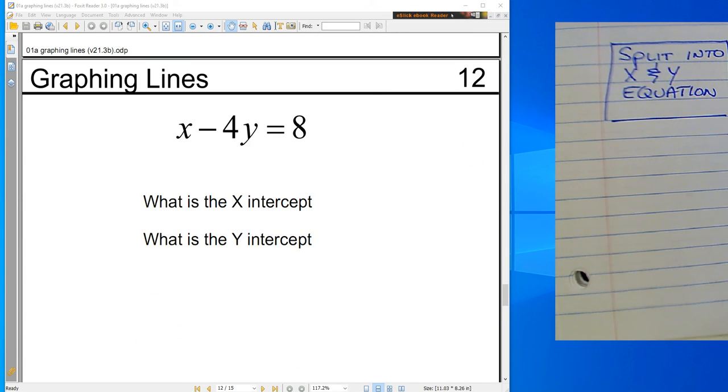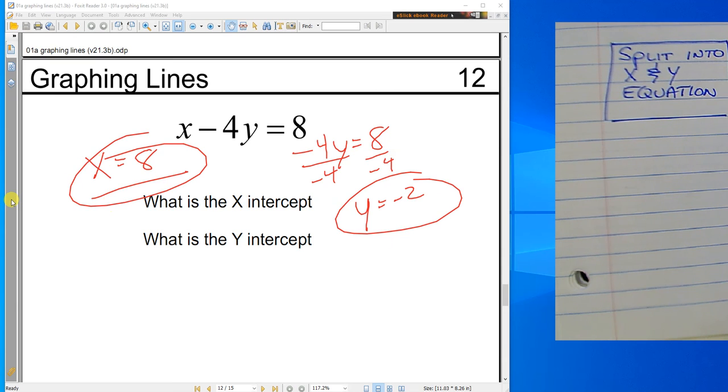This one, don't trip out. Split it up. x equals 8, negative 4 y equals 8. This one's done. We have the x-intercept. Divide both sides by negative 4. y equals negative 2. You have your two intercepts. Plot the intercepts. Draw the line.